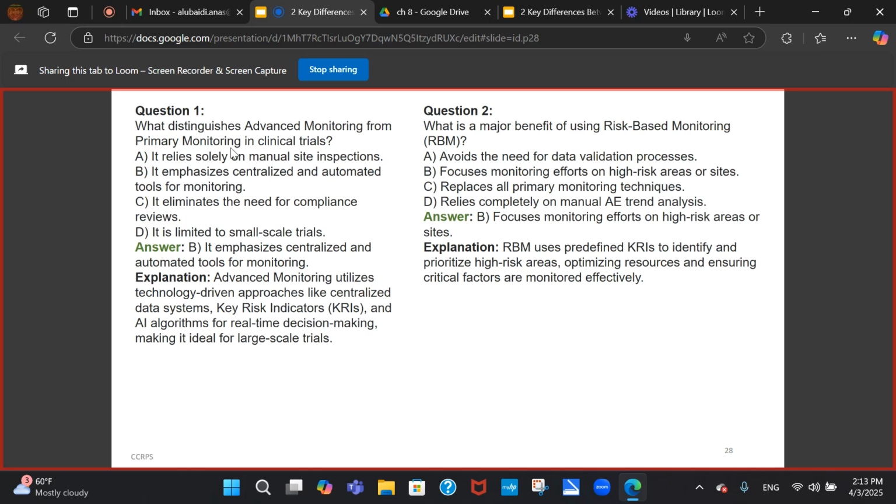Of course, small scale will be for the primary, so this will not be the answer. So the answer here is B. It emphasizes centralized and automated tools for monitoring, and this applies to advanced compared to primary monitoring. Explanation: advanced monitoring utilizes technology-driven approaches like centralized data systems, key risk indicators, KRIs for short, and AI algorithms for real-time decision making, making it ideal for larger scale trials. Which one? The advanced monitoring.